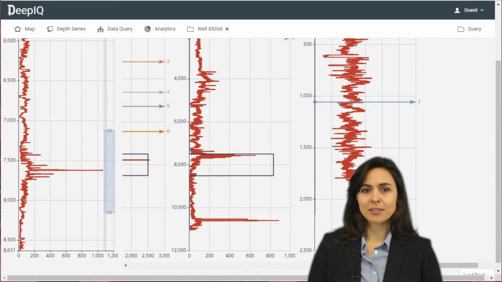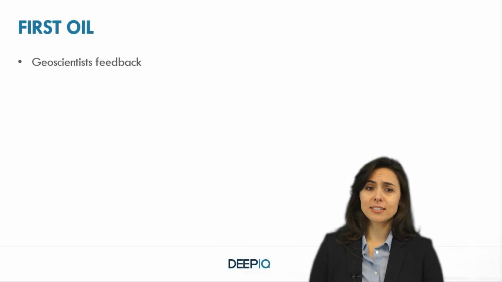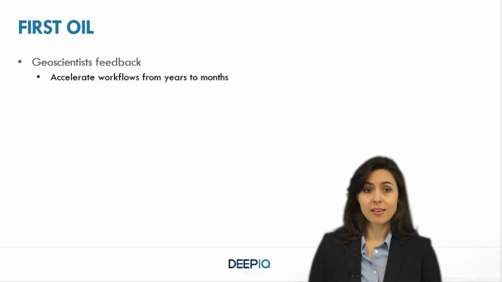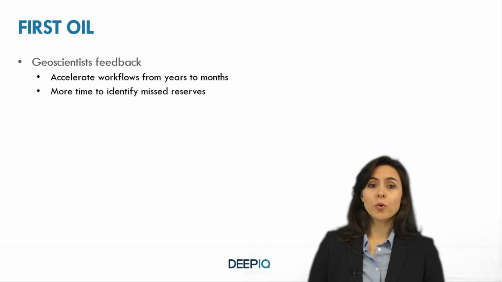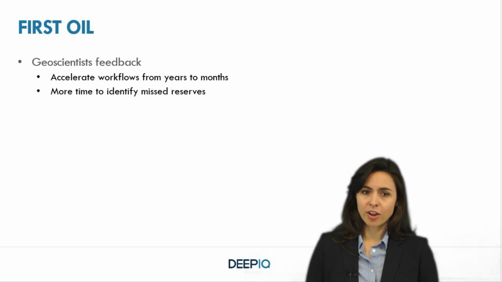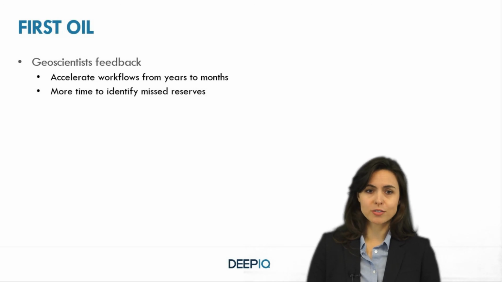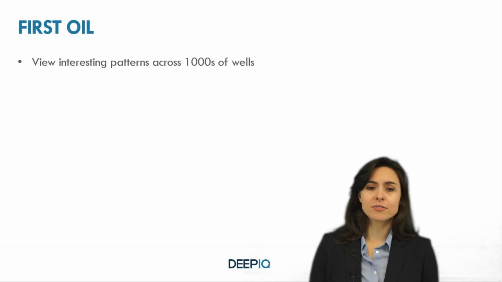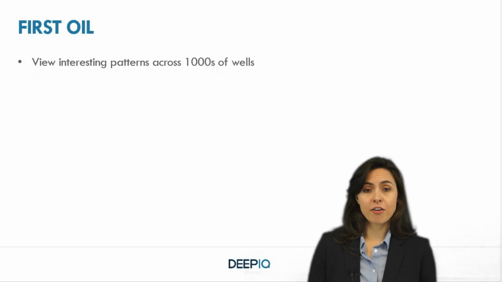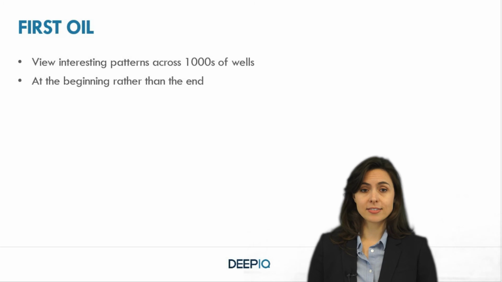Several geoscience team leaders in Houston have said this capability is able to accelerate their workflows from years to months, giving their teams more time to identify reserves others have missed. In summary, you will give your geoscience team a huge advantage with DeepIQ's First Oil software. You will quickly see patterns across thousands of wells at the beginning of their evaluations rather than the end.